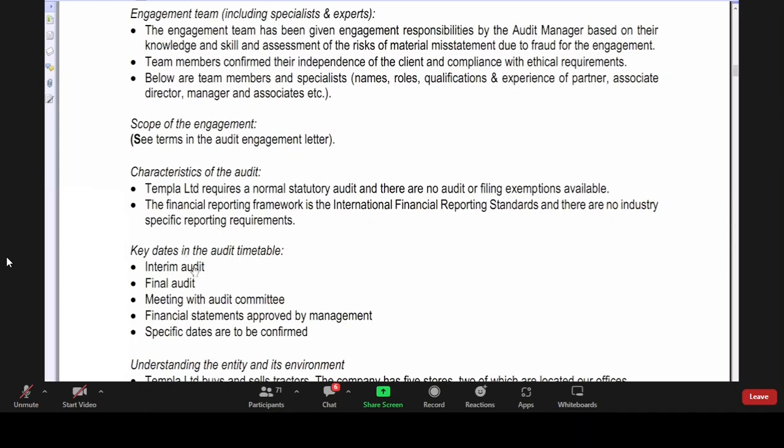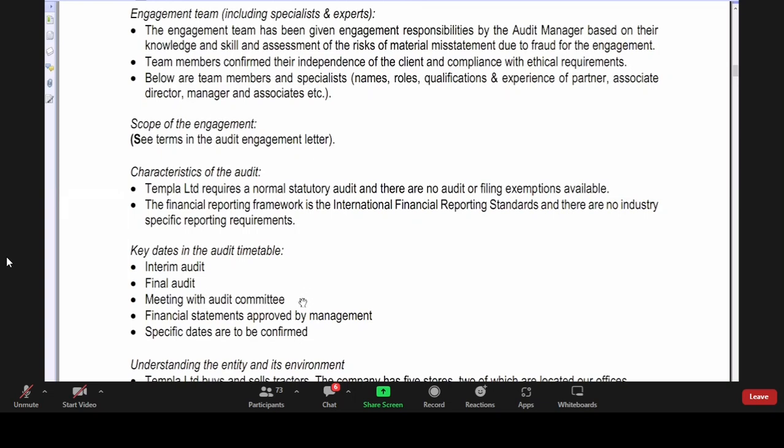Then in your audit strategy, you also look at the key dates in the audit timetable. When are you going to do your interim audit? Like I said, normally the interim audit is done in October, covering the previous 9 months, which is January to September. Then the final audit normally happens after the year end, around January. For example, if you're auditing 2021, you do January 2022. You start around January or February 2022. Then when are you meeting the audit committee?